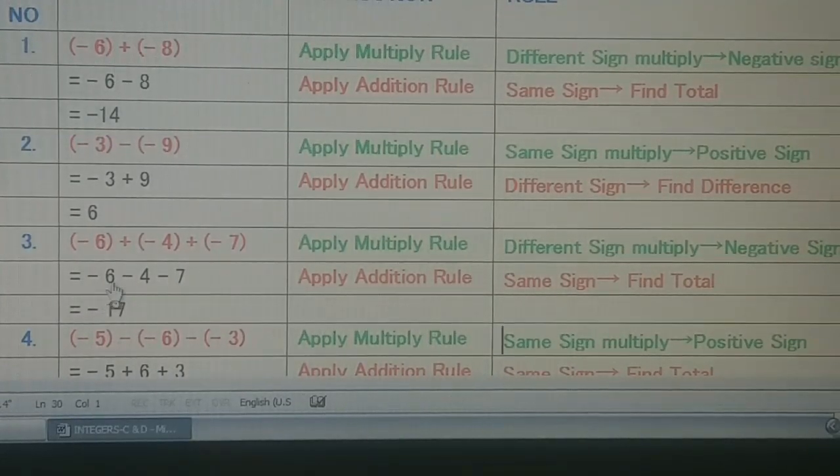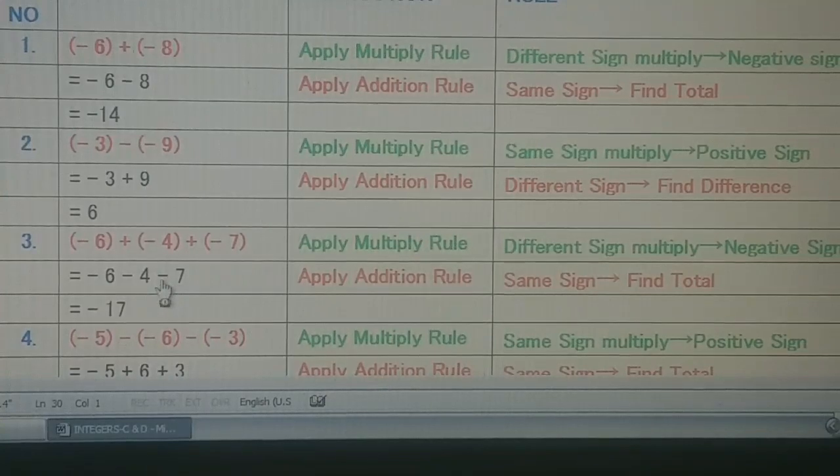Now the single signs are there between two numbers. So between 6 and 4 there is one sign, between 4 and 7 there is one sign. So now we can apply the addition rule. 6 is negative, 4 is negative, 7 is negative. In the addition rule, same sign, total; different sign, difference.